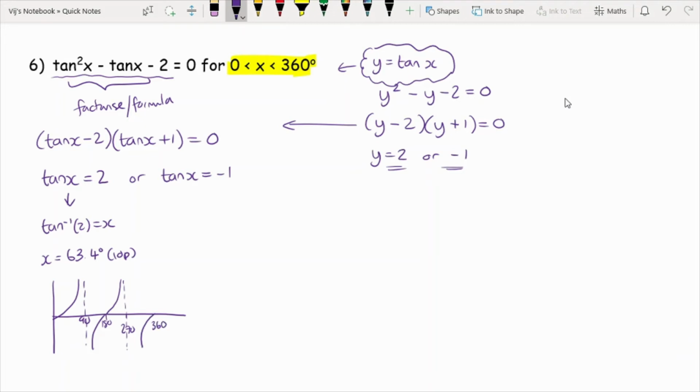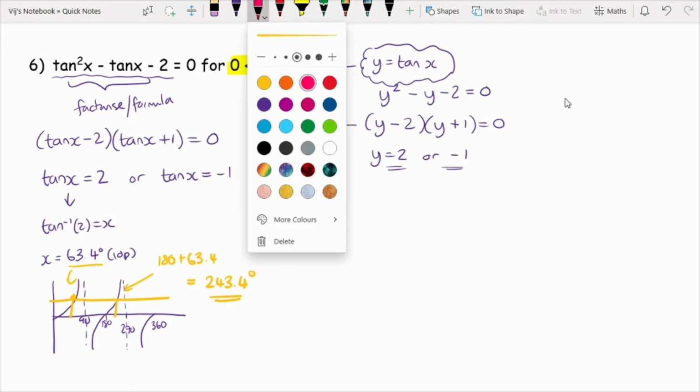So at the values of 2 within that range, I'm looking for 2 intersection points. The first one, as you can see there, is going to be 63.4. To find this second one, all I need to do is do 180 plus 63.4, which gives me an answer of 243.4 degrees. Now working with the second example, if I just change the colour of my pen so you can separate between the two.